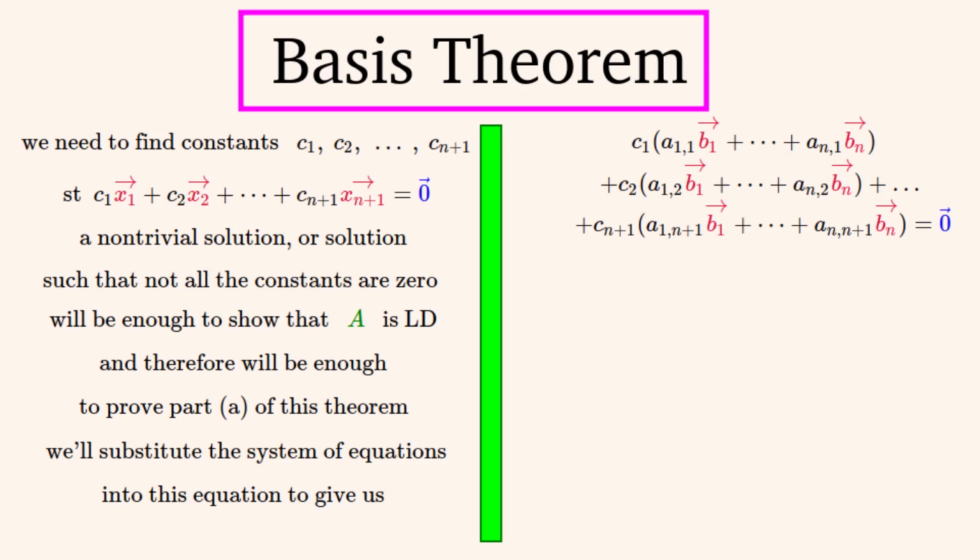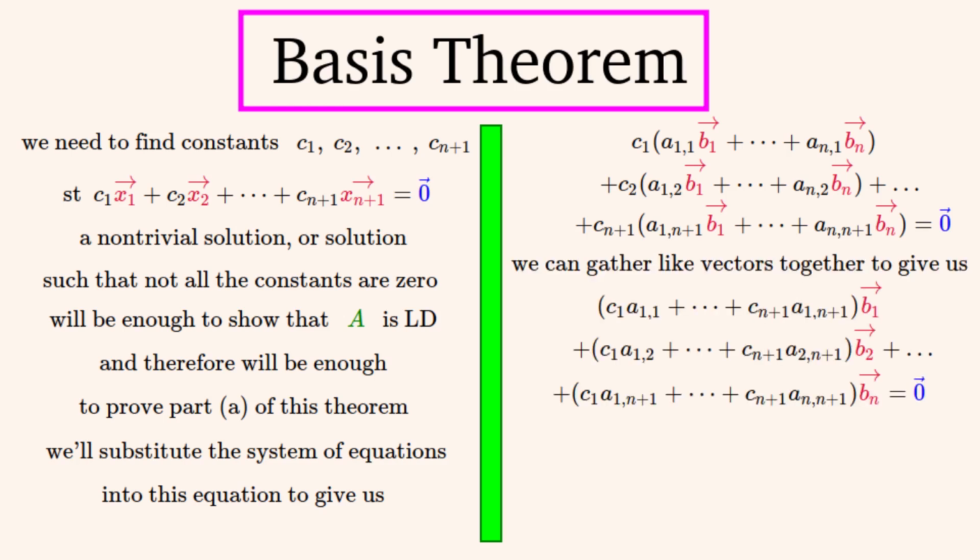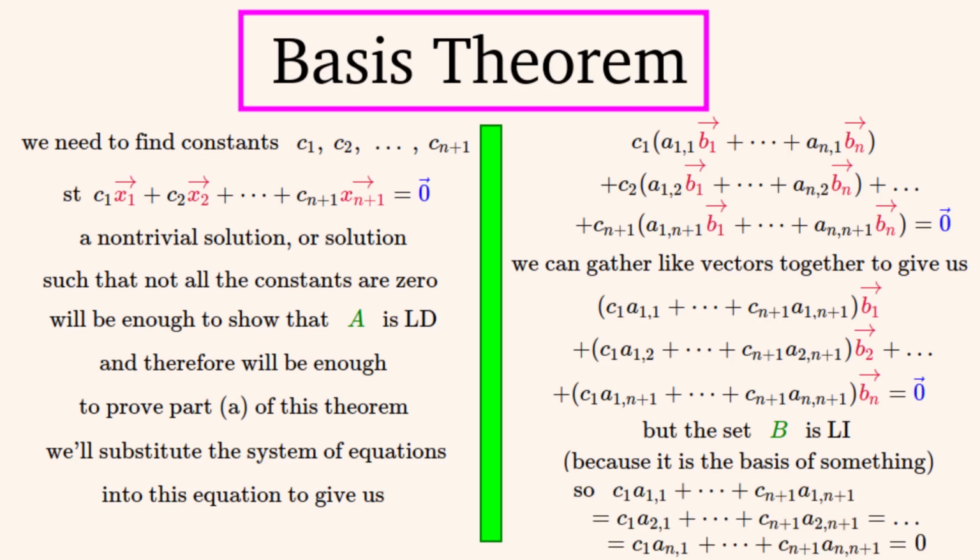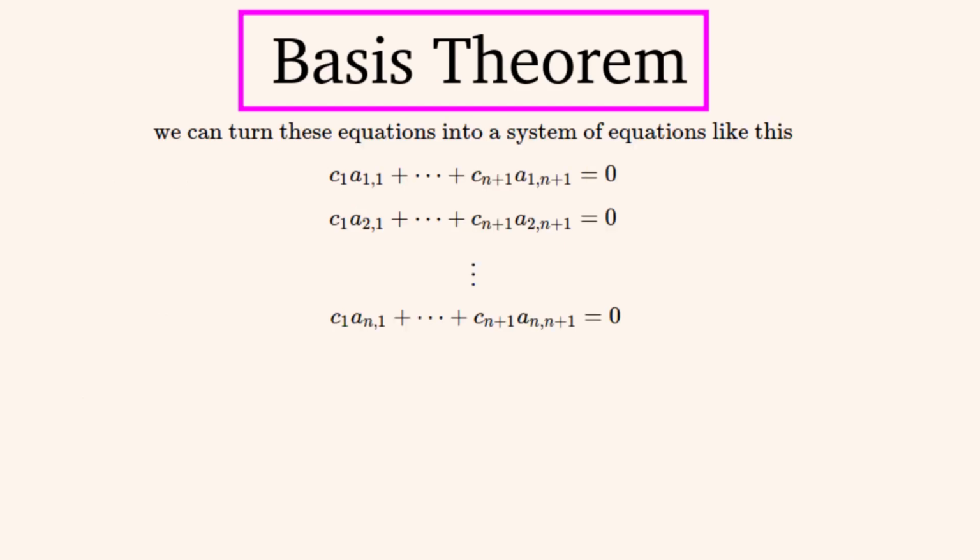So now we'll substitute the system of equations that we got on the previous page into the equation at the top of this page to give us this. So we'll get an equation with only the basis vectors in set B. And we can gather like terms together, so we'll have an equation where we'll get a constant expression multiplying each vector in B. And we know that B is linearly independent because it's the basis of a vector space. And so we can get this expression because by the definition of linear independence, all of the constants must be 0. We can then manipulate this expression to be a system of equations.